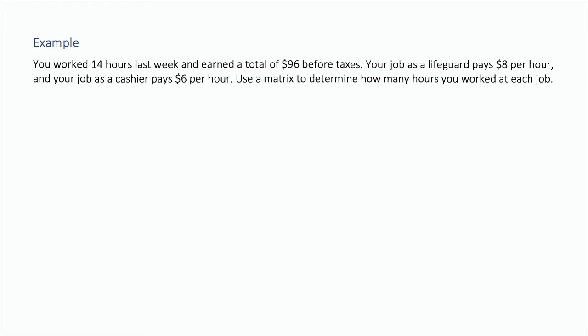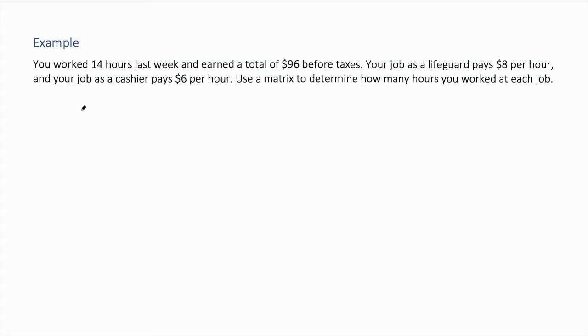You worked 14 hours last week and earned a total of $96 before taxes. You have two jobs. Your job as a lifeguard pays $8 per hour, and your job as a cashier pays $6 per hour. Use a matrix to determine how many hours you worked at each job.